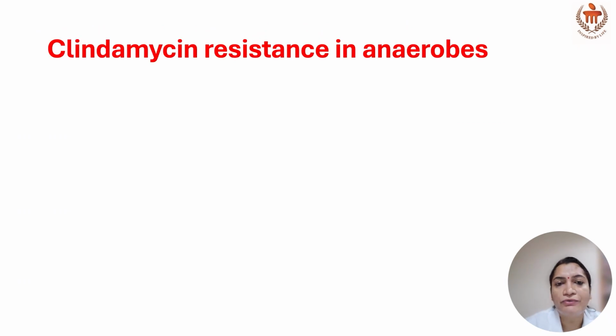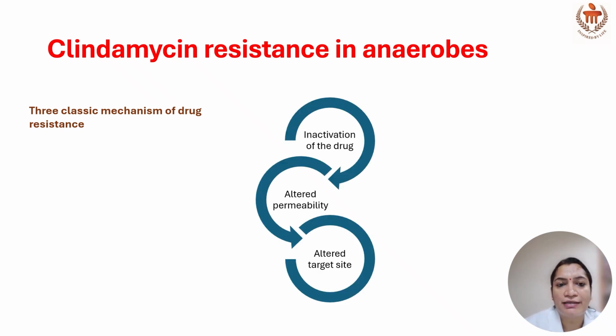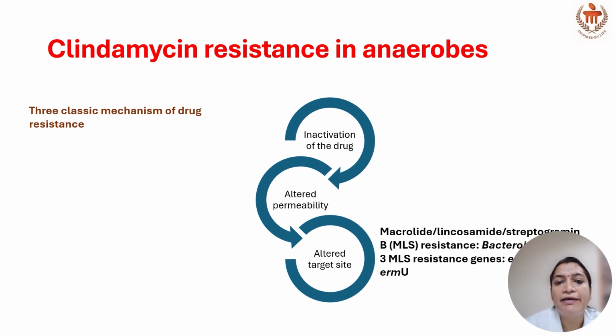Let's move on to clindamycin resistance in anaerobes. So what are the mechanisms responsible for clindamycin resistance? Three classic mechanisms of drug resistance include inactivation of the drug, altered permeability, and altered target site. There's something called MLS, that is macrolide-lincosamide-streptogramin resistance. In Bacteroides fragilis, these three MLS resistance genes are present.